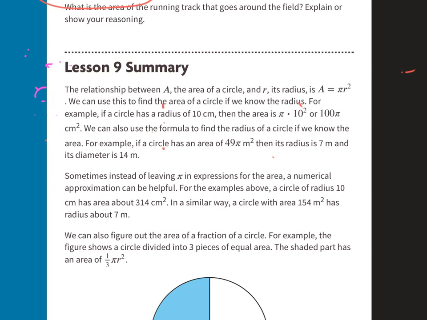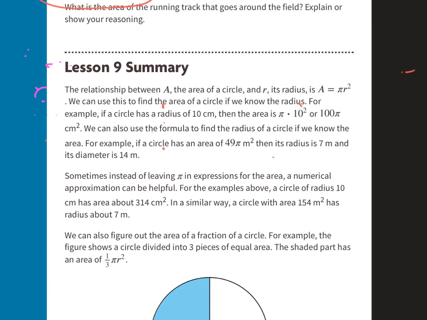All right, lesson 9 summary. The relationship between A, the area of a circle, and r, its radius, is A equals pi times radius squared, or pi times radius times radius. We can use this to find the area of a circle if we know the radius. For example, if a circle has a radius of 10, then the area is pi times 10 squared, or 100 pi centimeters squared. We can also use this formula to find the radius of the circle if we know the area. For example, if a circle has an area of 49 pi meters squared, then its radius is 7 and its diameter is 14.